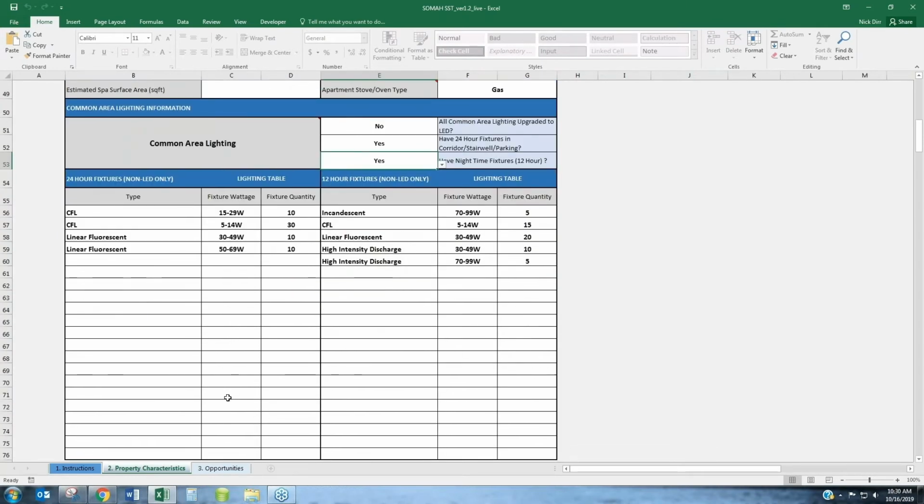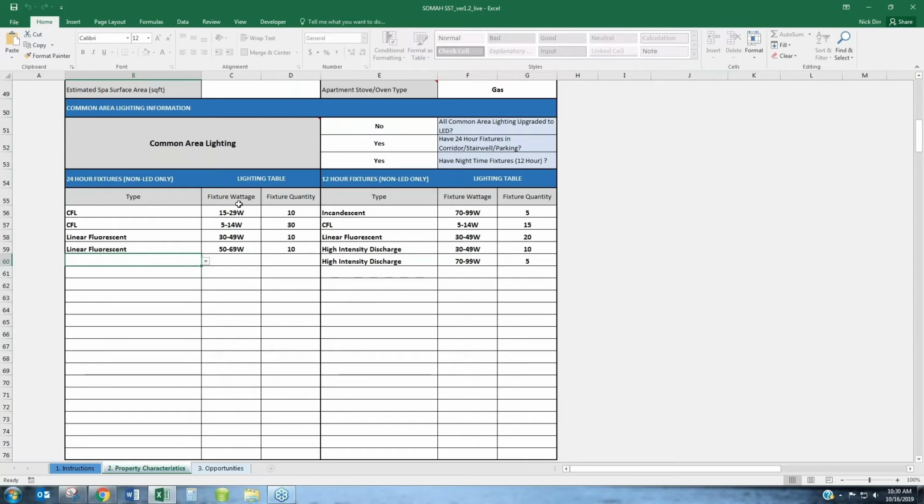Then, based on what you selected above, you'll need to identify which non-LED fixtures are still at the property and very basic lighting types. So you'll select between incandescent, CFL, linear fluorescent, or high intensity discharge, but no other information is needed on the type. And then you'll put the lighting into general fixture wattage buckets.